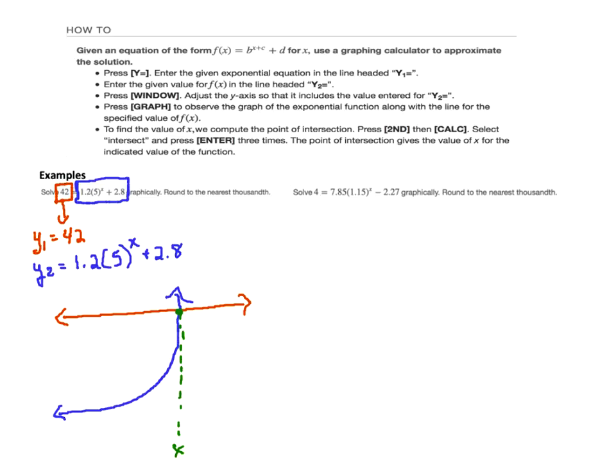Let's see. Okay, I see an exponential. I'm waiting for my horizontal. I don't know if it's going to show my horizontal line or not. It's not. So I've got to go and adjust my window. So I'm going to adjust the y-axis. I need my y-axis at the very least to show 42. So I'm going to go up to 50 on my y-axis and see if I get a better picture.